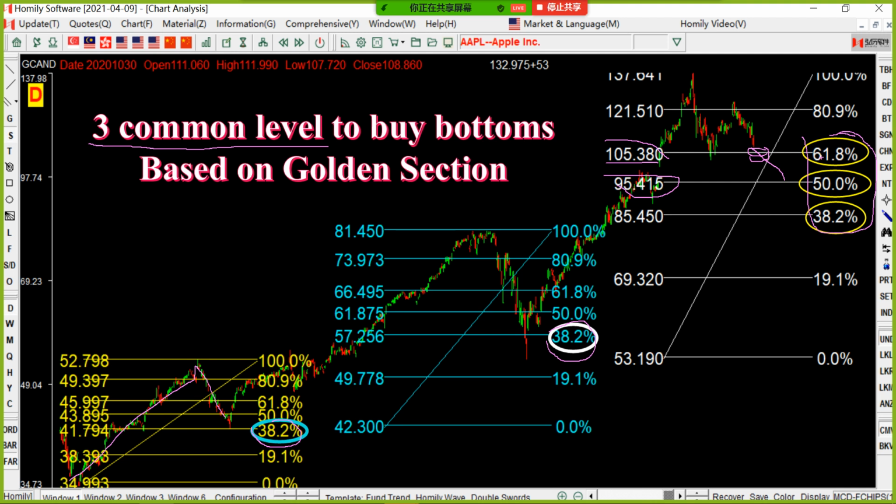Sometimes 61.8, sometimes 50, sometimes 38.2. That's the question, right? It depends on how the market drops. Sometimes you can join, but it depends on my luck. So you see, you need to check which one.